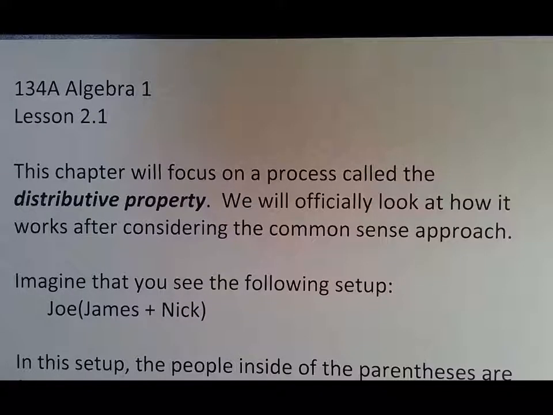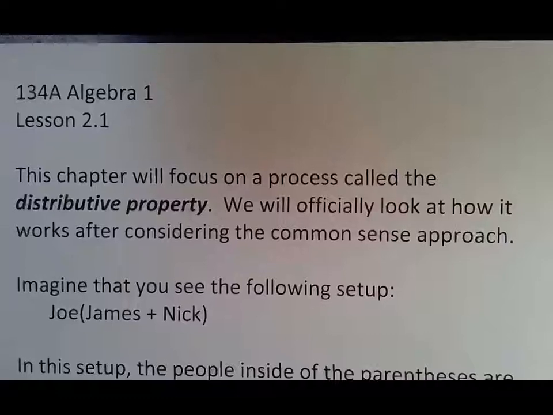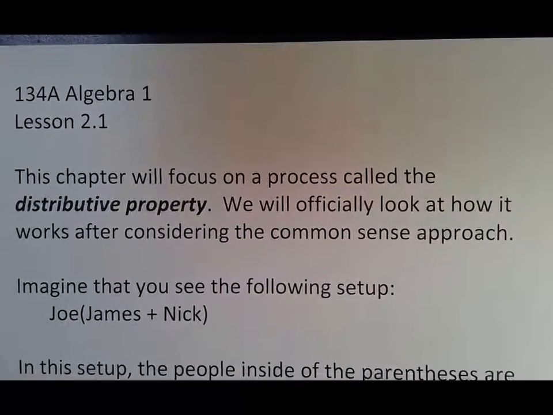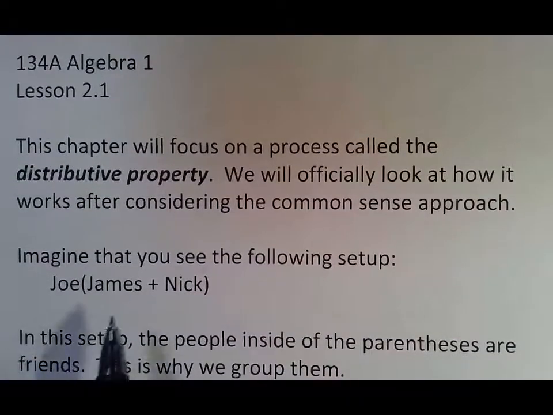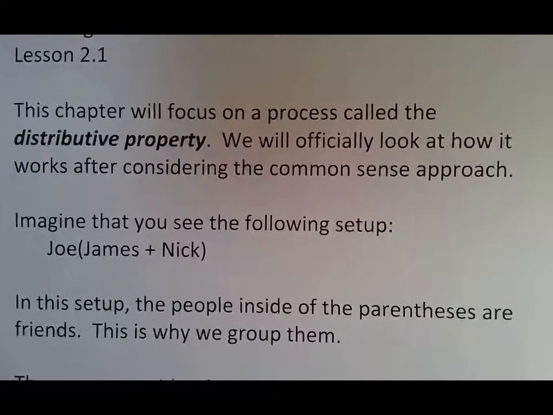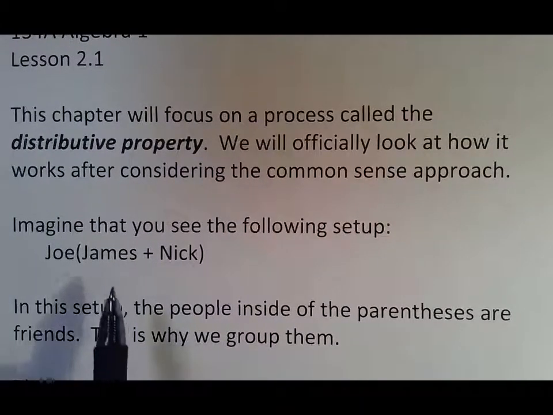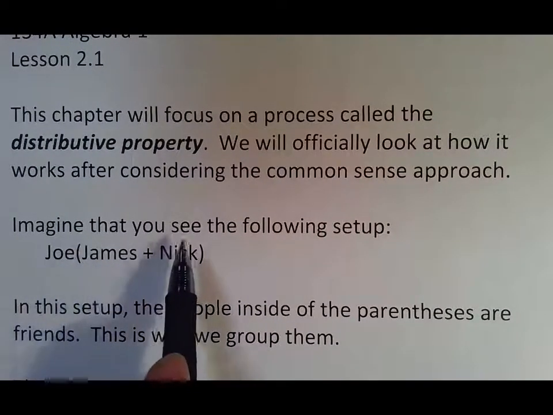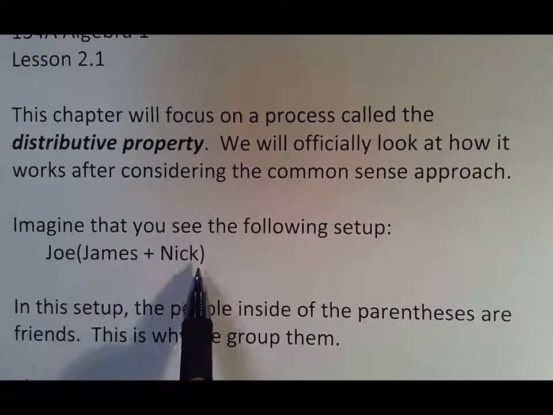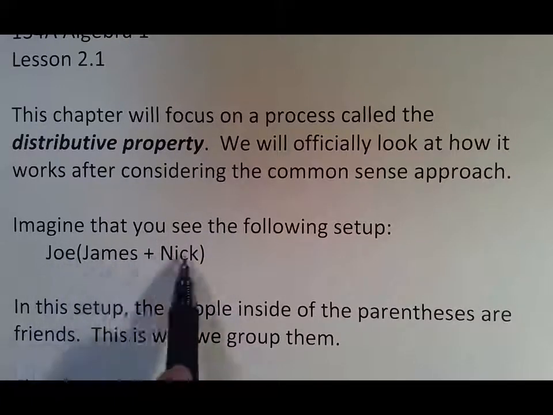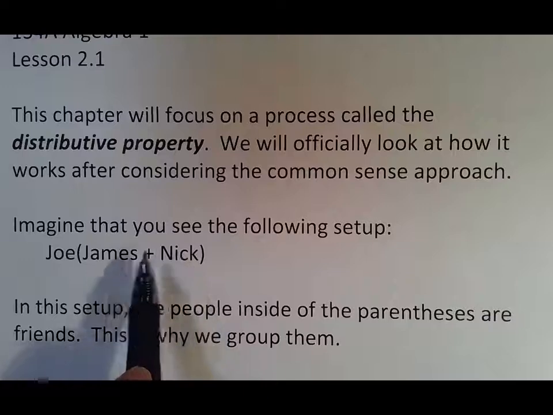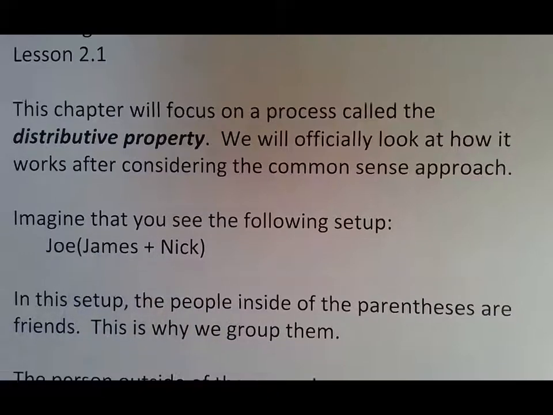This chapter focuses on a process called the distributive property. We're going to officially look at it and how it works, considering the common sense approach, because that's the best way to learn things. Imagine you see the following setup: Joe with parentheses around James plus Nick. In this setup, the people inside the parentheses are friends. So we're going to imagine that anything inside the parentheses knows each other, or that they're acquainted. So James and Nick are on the inside. James and Nick know each other.